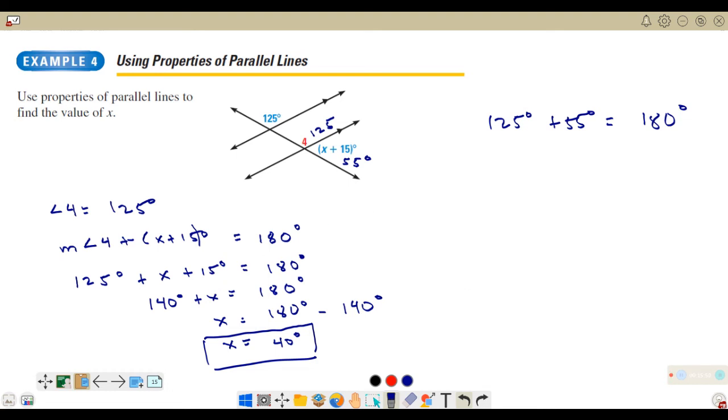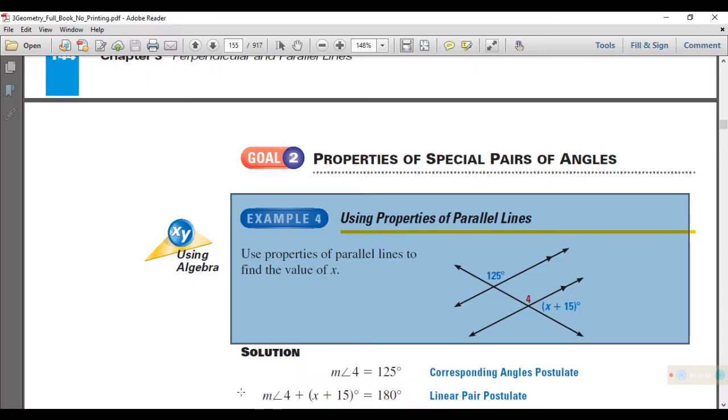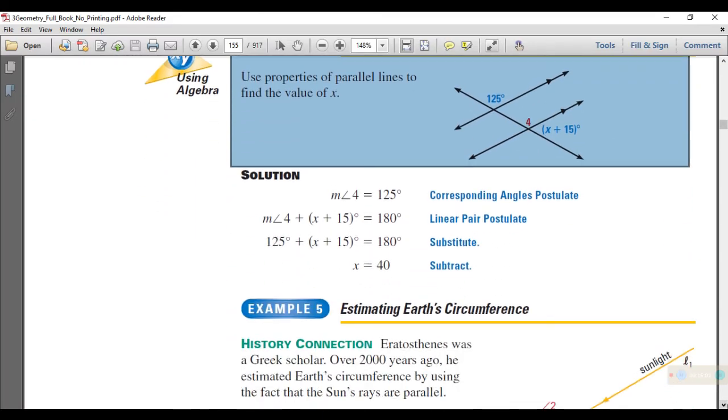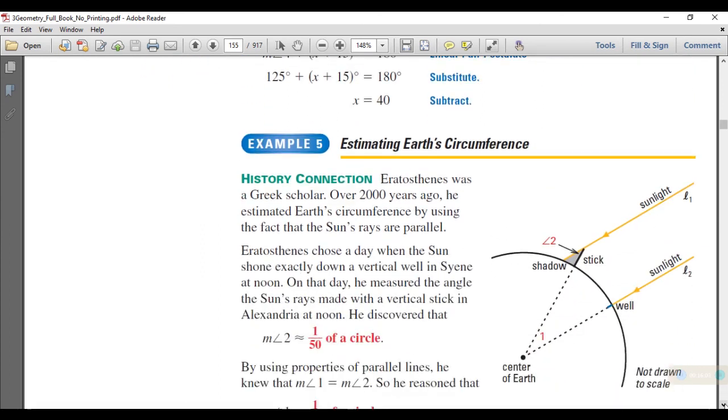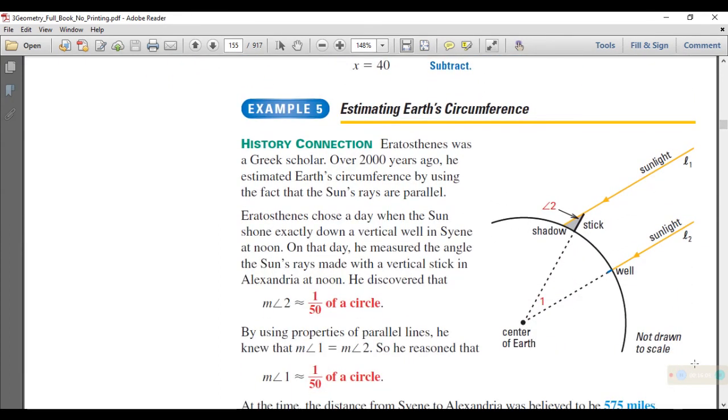Now, let's continue with the discussion, with the lesson. Estimating Earth's circumference. Ang tawag dito? Nag-discuss tayo before ng circumference ng circle, right? And it is equal to 2 pi r. Just to remember. Sana natatandaan nyo pa. So, history connection.